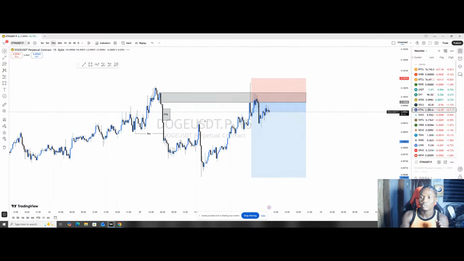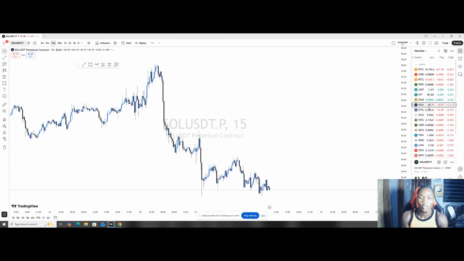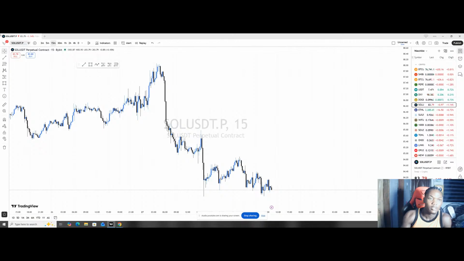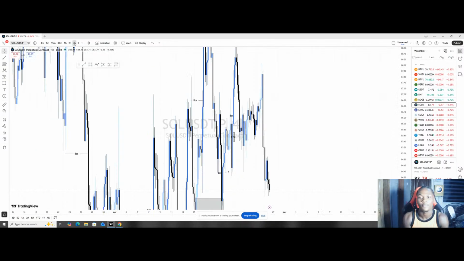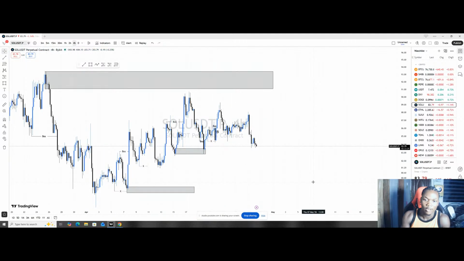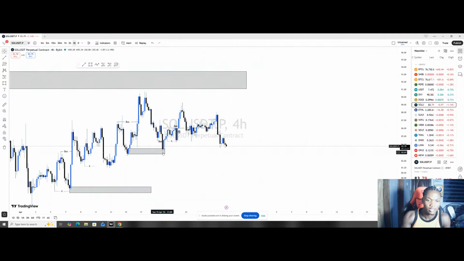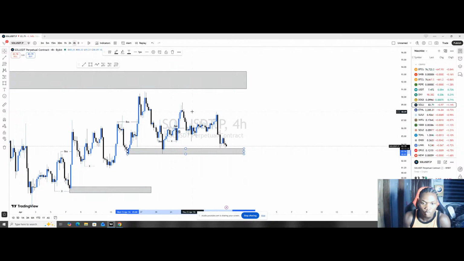So let's go to Solana. Let me go to the higher time frame to see things clearly. On Solana, this is actually a support level because price has tested this level and it pushed price up a little. So price is likely going to react from this level or come down to this level.